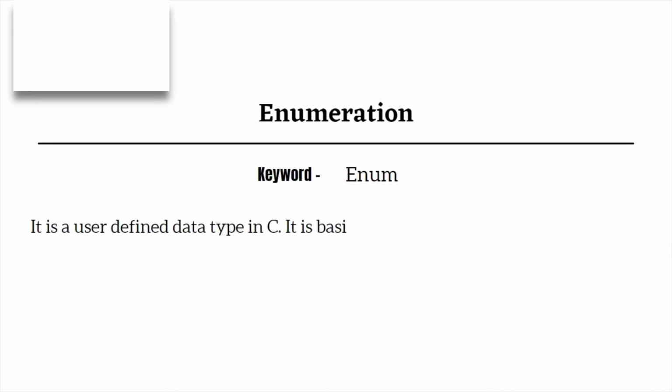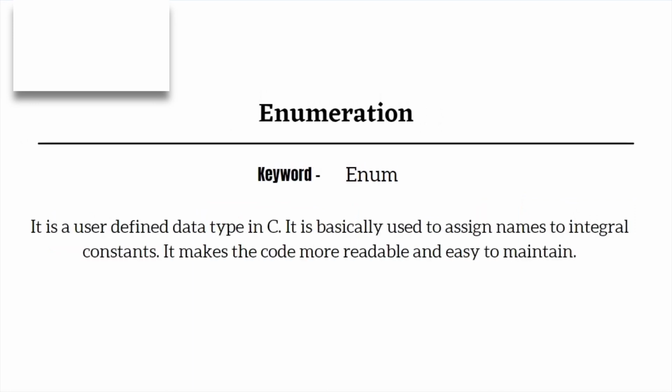Next comes enumeration. The keyword for enumeration is enum. As you can see, it is a user-defined data type in C. It is basically used to assign names to integral constants. It makes the code more readable and easy to maintain. You may feel a little clumsy here. You may not understand these terms, this terminology. But yeah, you will be seeing an example based on enum in later lectures in this section only. After doing the practical, you will understand it more clearly.